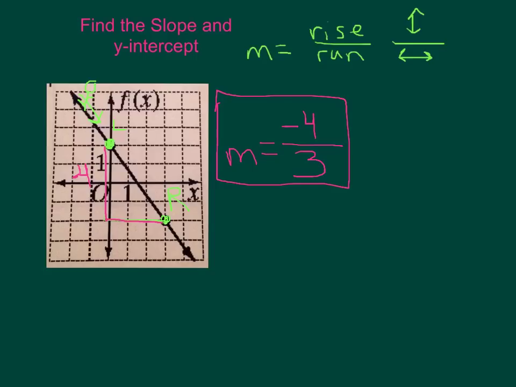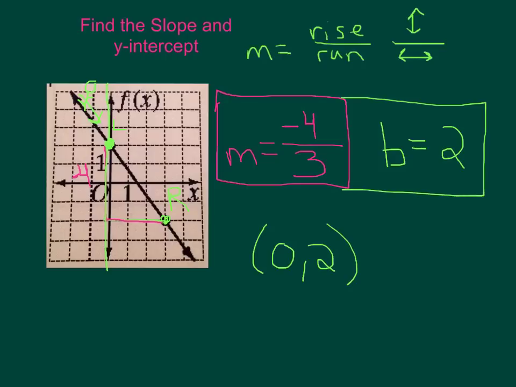So my slope is -4 thirds, and then my y-intercept, where does the line cross the y-axis? So here's my y-axis, here's where my graph crosses. It crosses at the point 0, 2. So the point 0, 2 is my y-intercept, which we also can just write as b equals 2. So there is my slope and my y-intercept of that line.